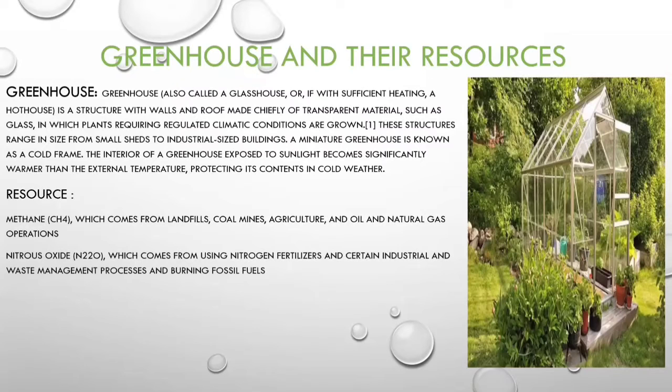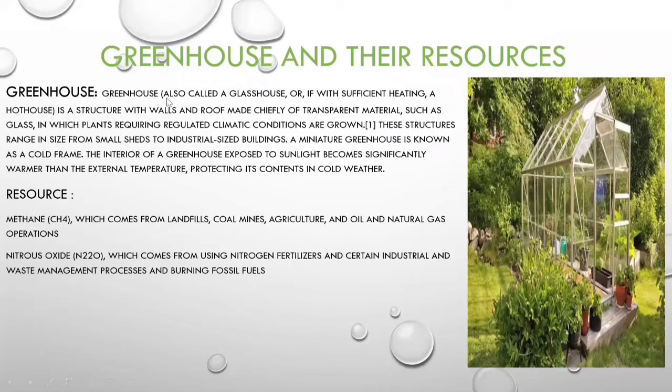A greenhouse, also called a glasshouse, or if with sufficient heating, a hothouse, is a structure with walls and a roof made chiefly of transparent material such as glass, in which plants requiring regulated climate conditions are grown. This structure ranges in size from small sheds to industrial size buildings. A miniature greenhouse is known as a cold frame.